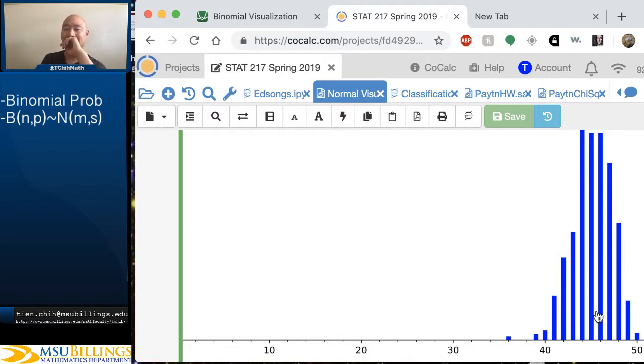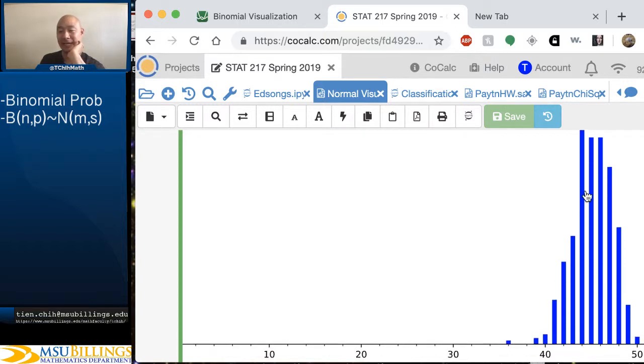Well, now the mean is all the way out here. If she shoots 50 times, then 45 is the expected value of the outcome, and that's right about the peak, right, between 40 and 50.